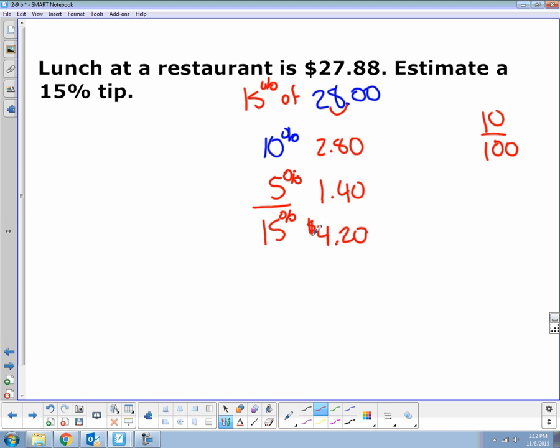And what I want you to do on tests, on homework, on quizzes, is I want you to round the dollar amount to the nearest dollar. And if this percent is not a whole number, we're going to change that slightly as well, so it's at least a little bit easier to work with.